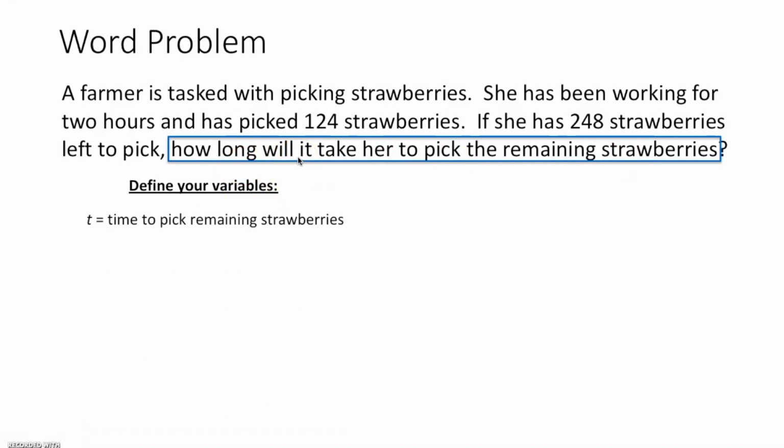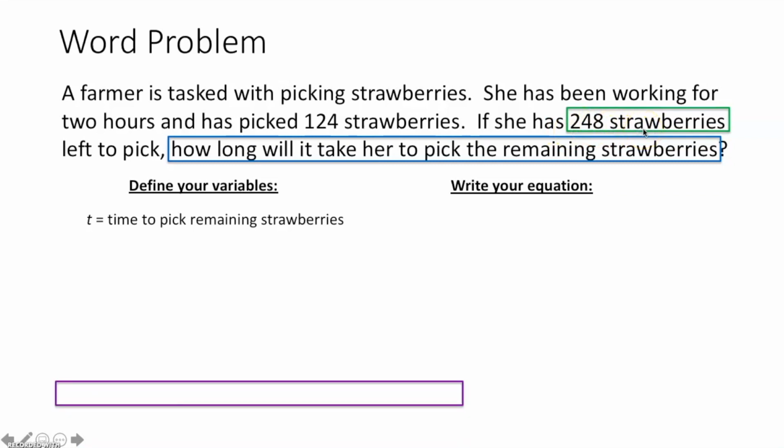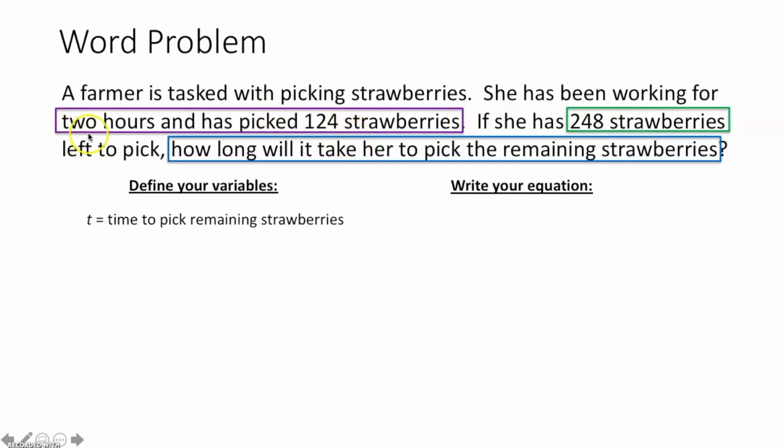So we're going to say t is equal to the time to pick the remaining amount of strawberries. Now we can write our equation. What do we know? We know that she has 248 strawberries left to pick. We also know that it's taken her 2 hours to pick 124 strawberries.